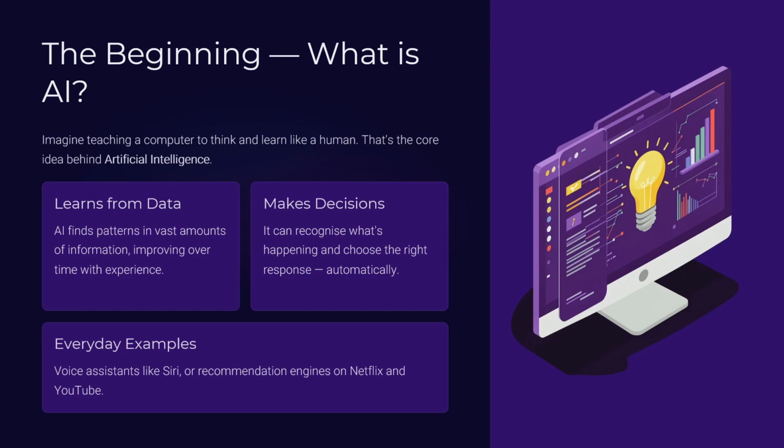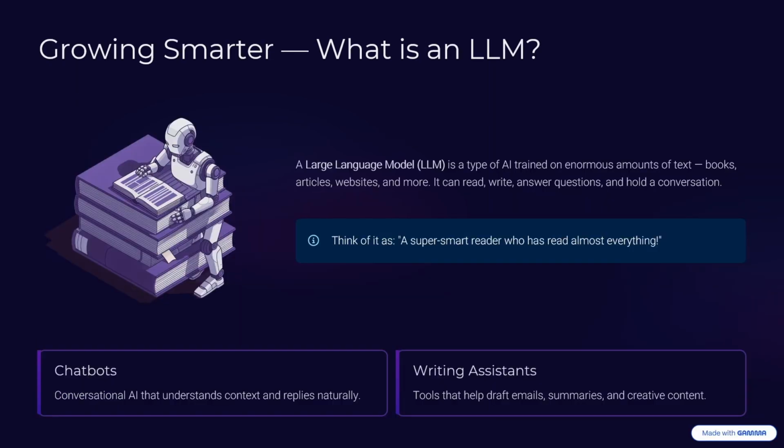We are teaching our machines to recognize what is happening, how it can choose the right response, and how it can do automation, how things can be automated. That is what we are teaching our machines. For example, every day we are using voice assistants like Siri and others. So that's the basic idea behind AI.